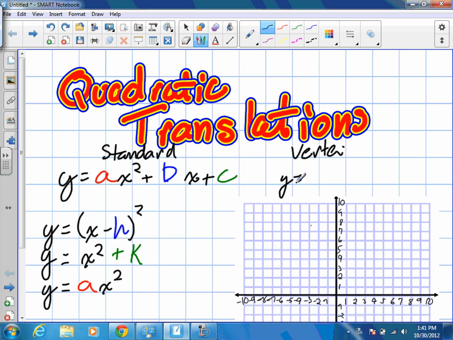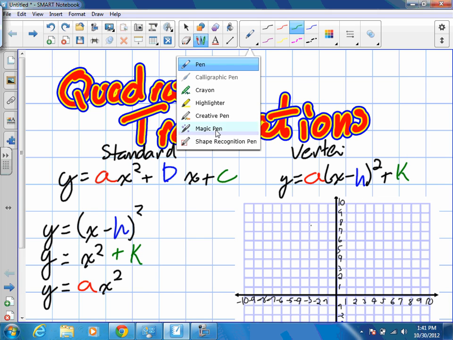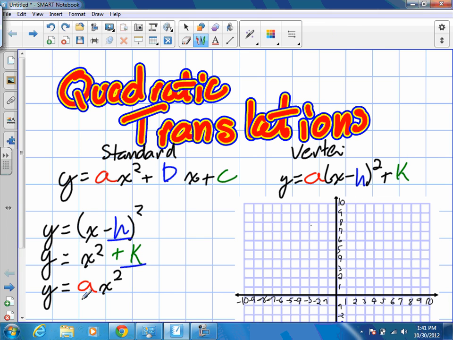Vertex form is y is equal to a(x minus h) squared plus k. That's where we put all three of the variables h, a, and k together to move our parabola. Now, we have previously worked with h, k, and a individually. We learned that h did horizontal translations, k did vertical translations, and a would flip our parabola, or stretch it, or compress it.